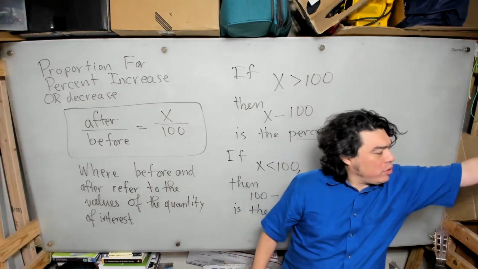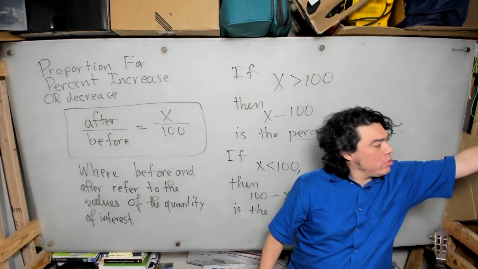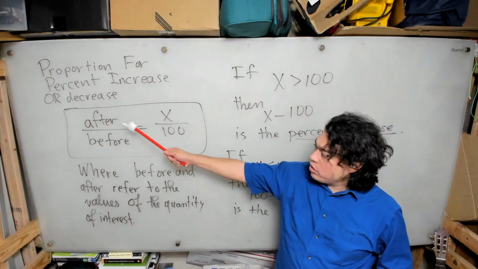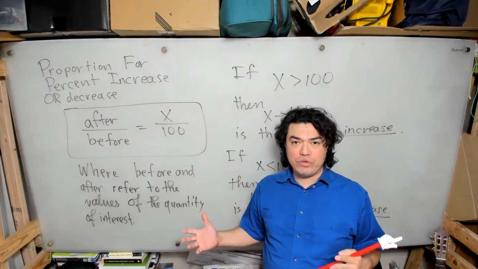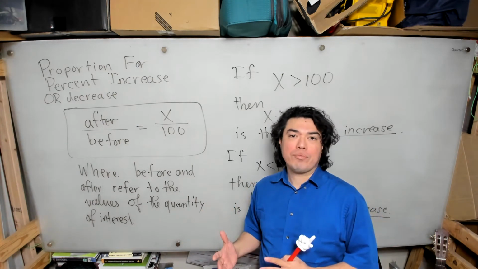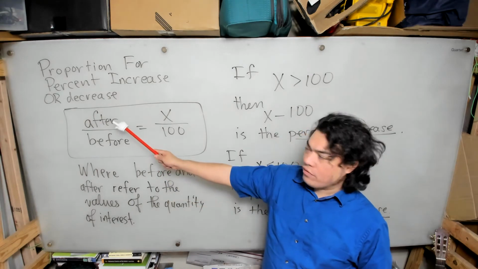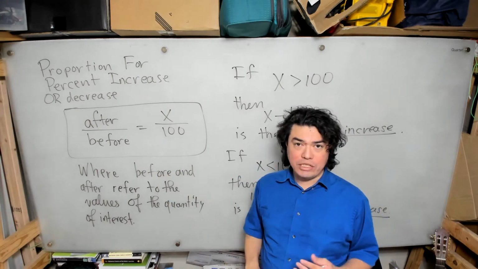So for example, here, let's say we're talking about the price of a dress. Last week the price of the dress was 10. This week the price is 12. So the after would be 12. The before would be the 10 from last week.